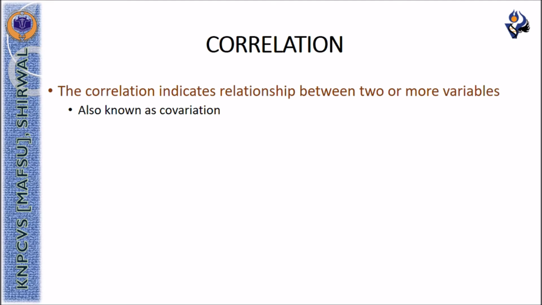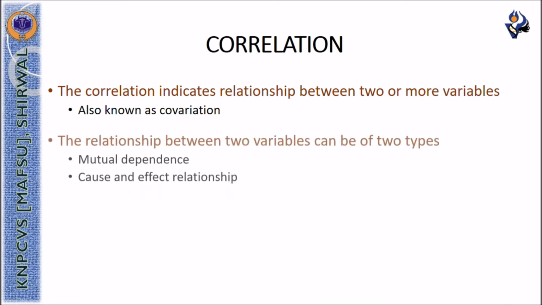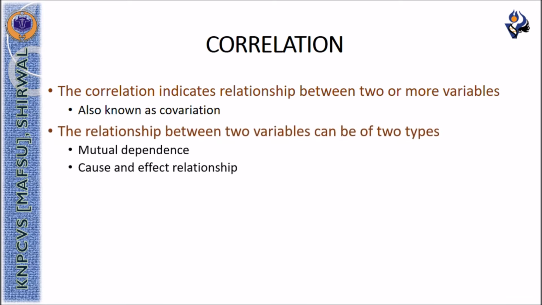Correlation indicates a relationship between two or more variables. It is also known as covariation. The relationship between two variables can be of two types: mutual dependence and cause and effect relationship.